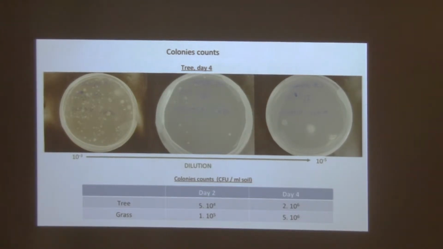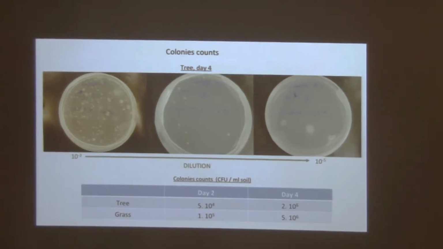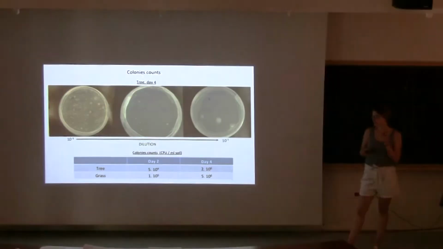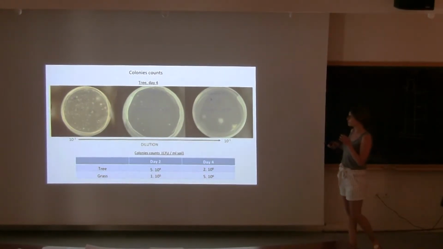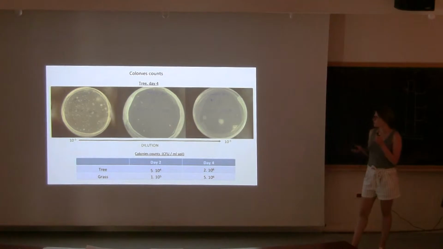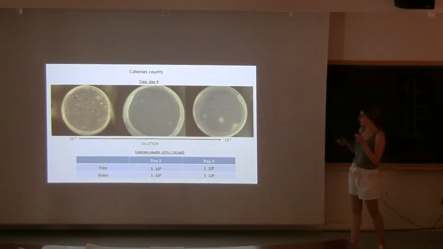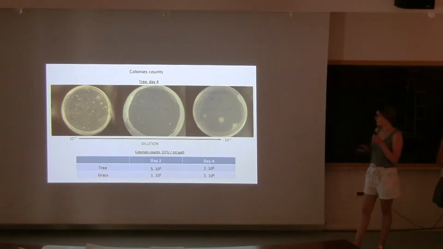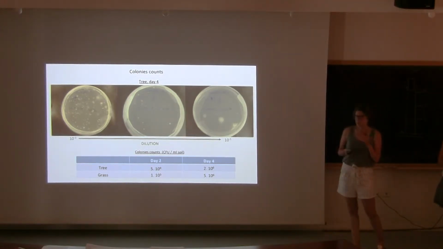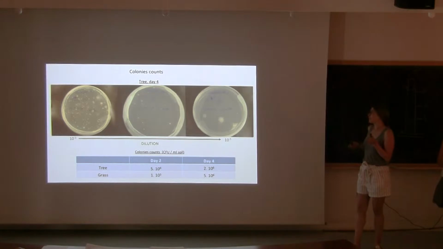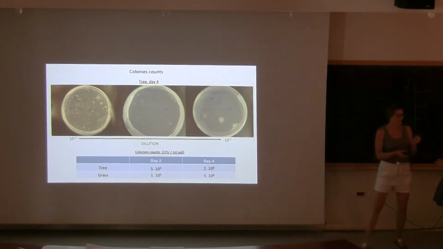And so after 2 days and after 4 days, we counted the colonies on the Petri dishes for different dilution steps. And so we were able to count or to have an idea of the number of colonies per volume of soil. And so obviously we underestimated. But well, that's what's going on.